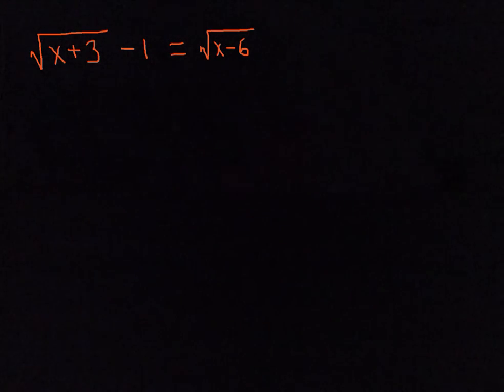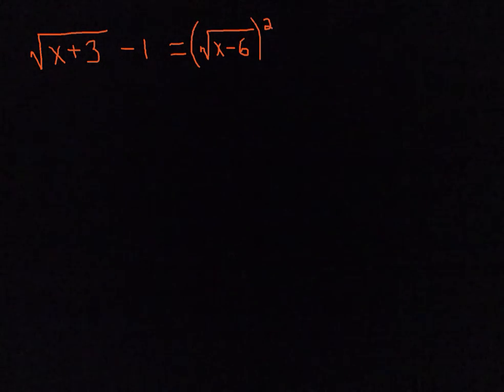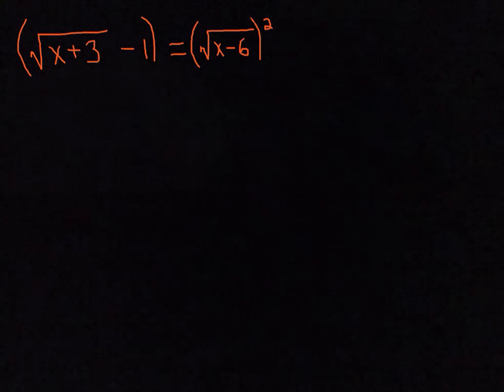Let's take a look at another problem. This one we have the square root of x plus 3 minus 1, which is not under the radical, is equal to the square root of x minus 6. Again, we're going to square both sides. So this one we can't just square the square root part, you have to square the entire side.